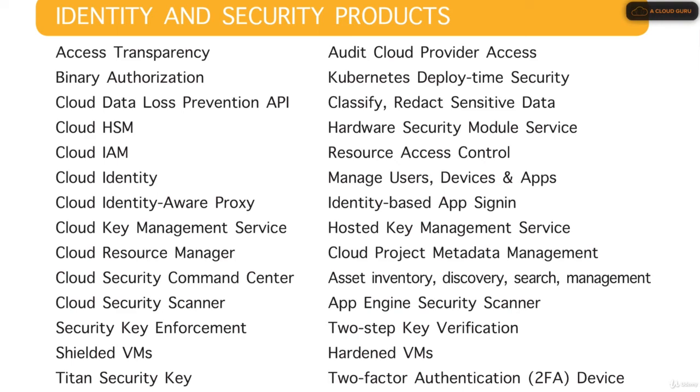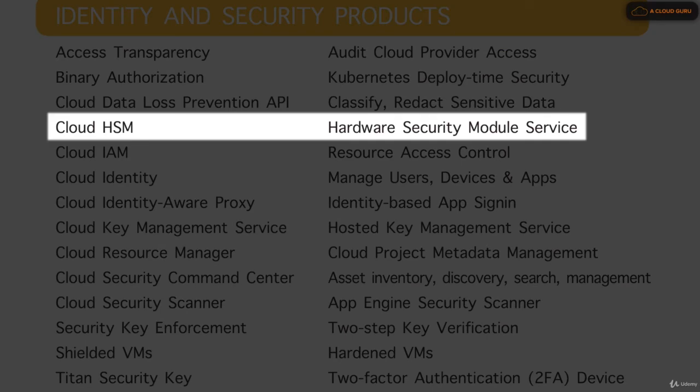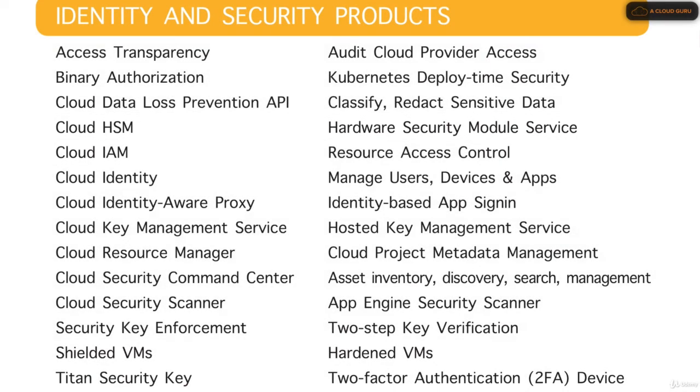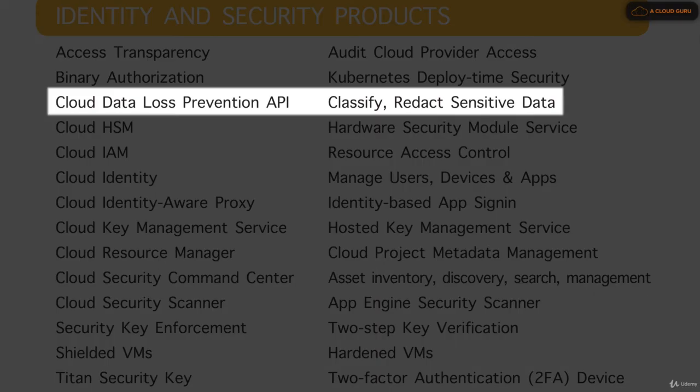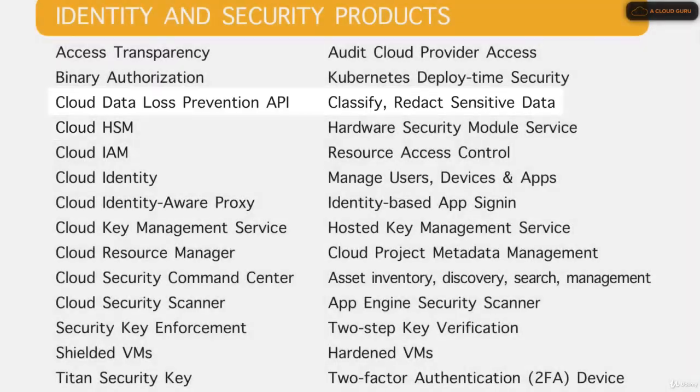Now there's more security-related stuff too, like Cloud HSM, which is the hardware security module service. You can use that to manage your encryption keys and certificates. And the Cloud Data Loss Prevention API is actually a machine learning service that can classify and redact sensitive data from what you pointed at.